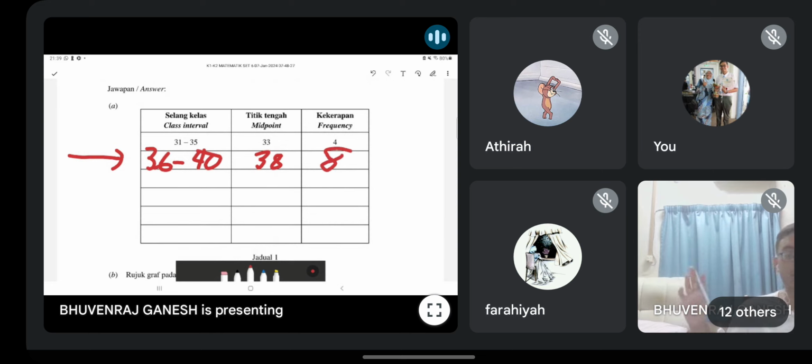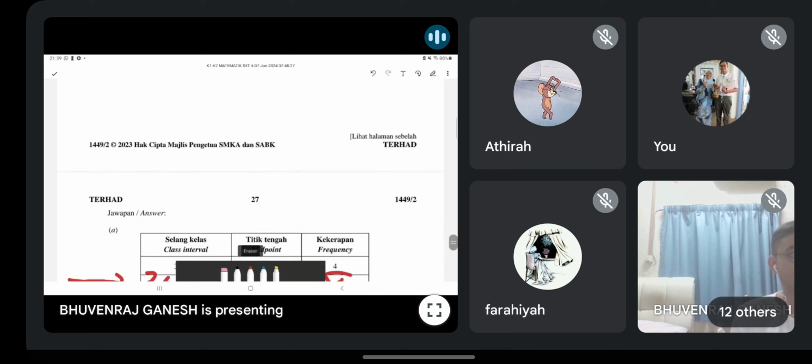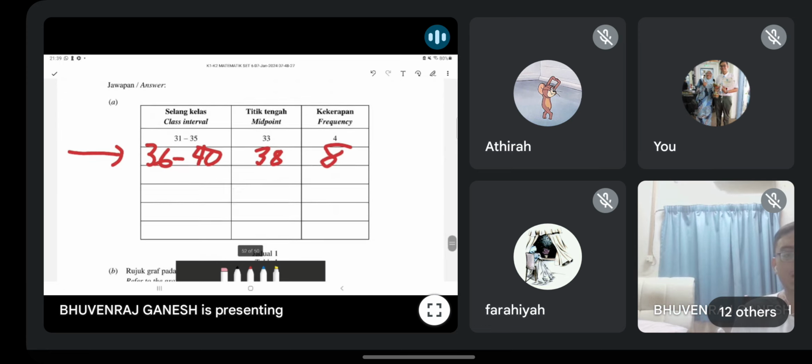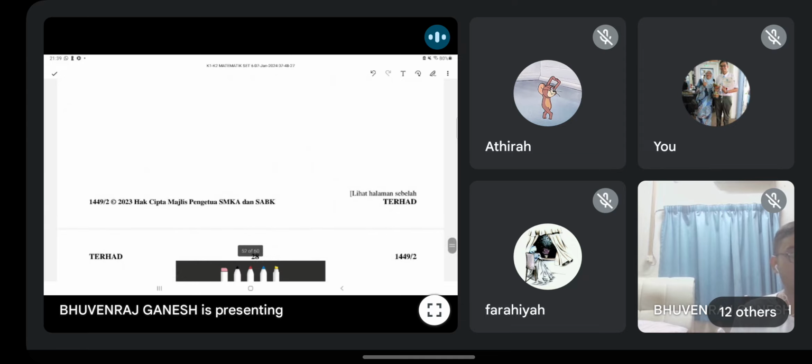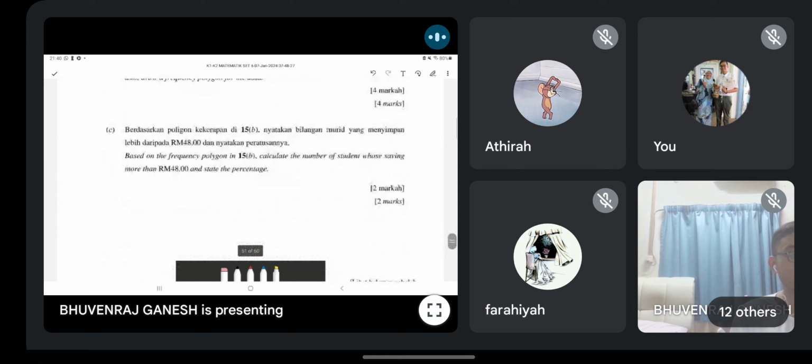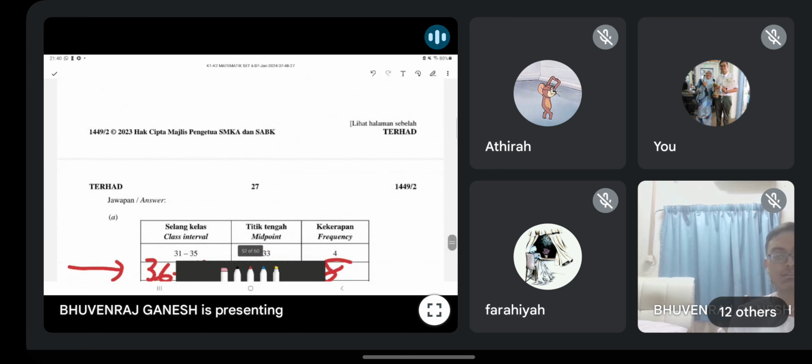Tapi hati-hati ya guys. Be careful. Nombor dalam jadual, make sure you count correctly because ada banyak nombor kat sini. So, kalau kamu kurang dari satu atau lebih dari satu kamu kira, bukan A sahaja kamu salah, not only A wrong, your graph also wrong. So, tengok guys, kalau A tu salah, B salah, C salah.